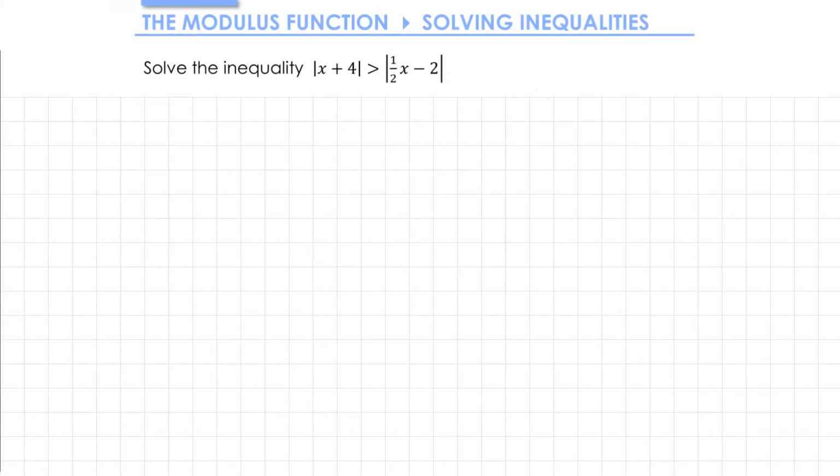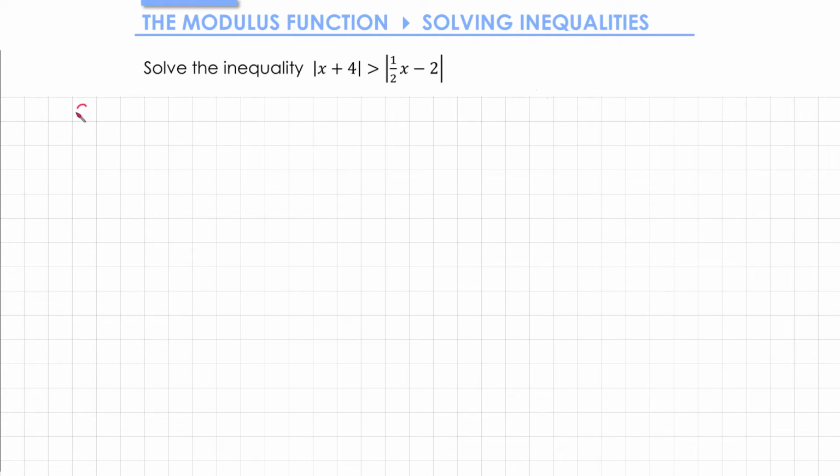Okay, in this example we're going to solve the inequality mod of x plus 4 is greater than mod of a half x minus 2. Solving inequalities involving the modulus function is very much like solving equations. It's just that we have one extra step that we do at the end. So first I'm going to sketch both the left and the right hand sides on the same set of axes.